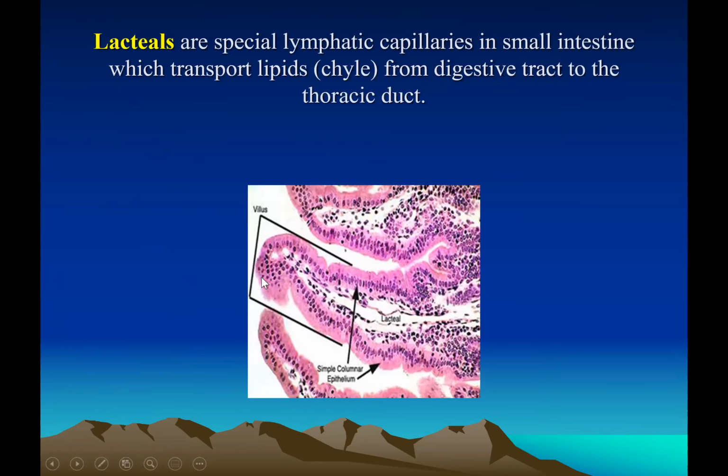Here's a picture of a lacteal. So the lacteals are lymphatic vessels that are found in your small intestine. So what these lacteals do is absorb fat from your diet, and then take it to the blood supply directly. So it is a special lymphatic capillary in your small intestine, and lymph with fat is called chyle.